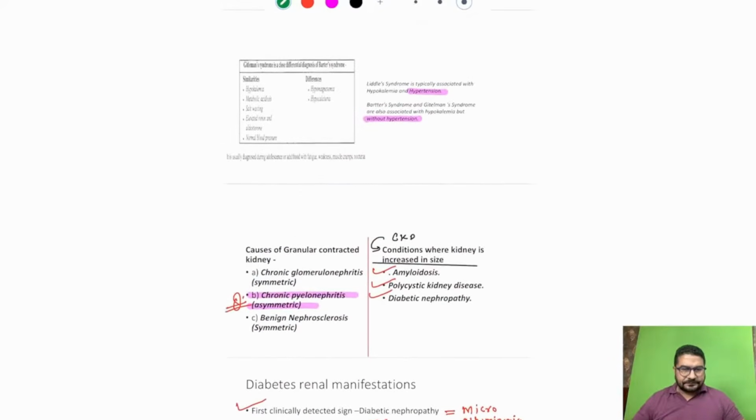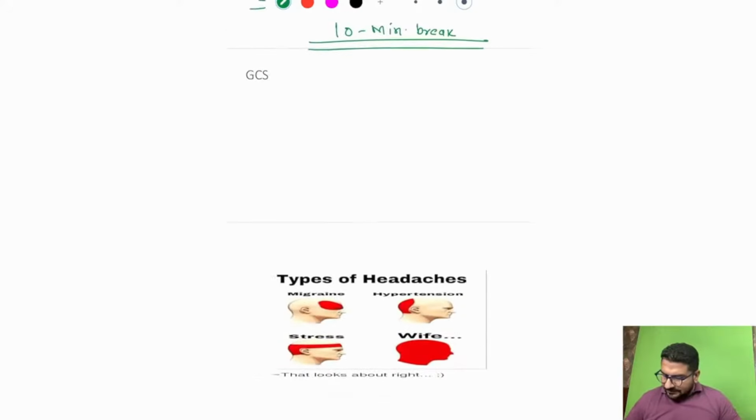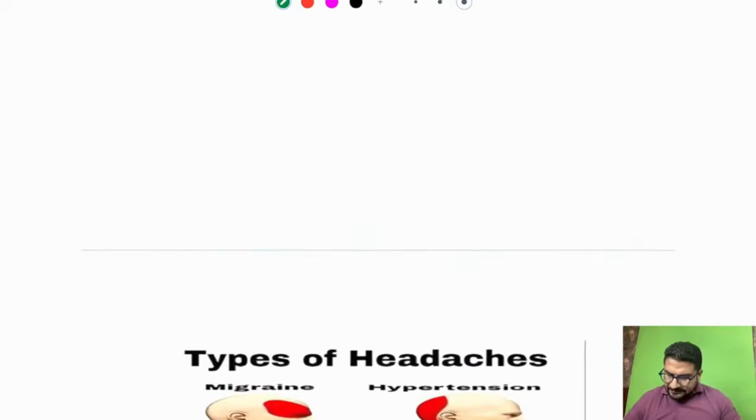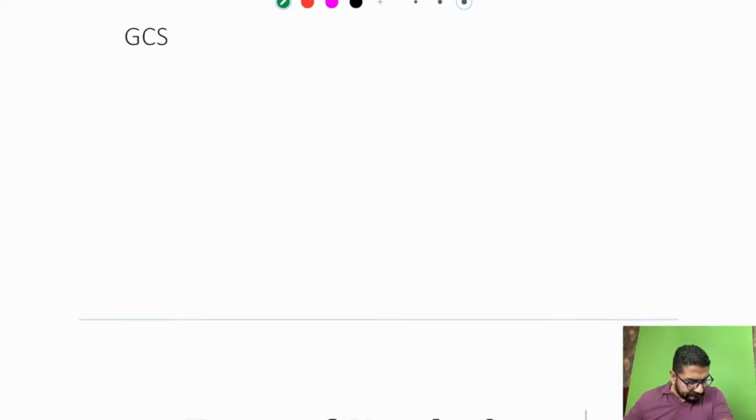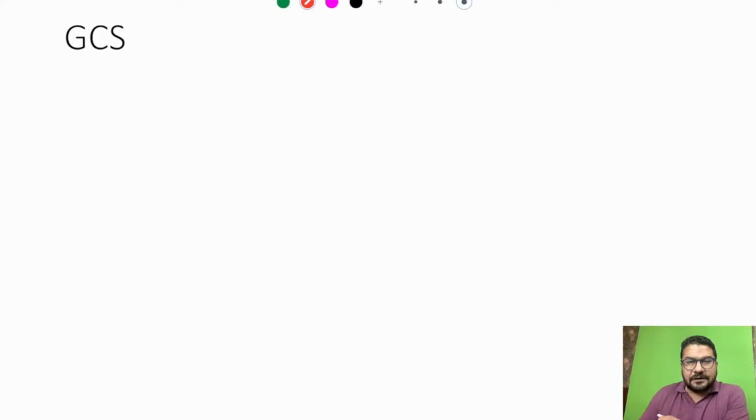Okay guys, so now let's talk about CNS, let's talk a little about neurology. Firstly they ask you questions on GCS. GCS means Glasgow Coma Scale. From GCS they ask a lot of questions in the exam, every time one question comes. In GCS understand we will talk about eye component, verbal component and motor component.